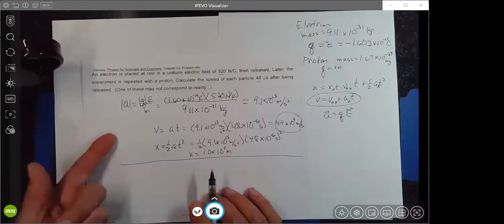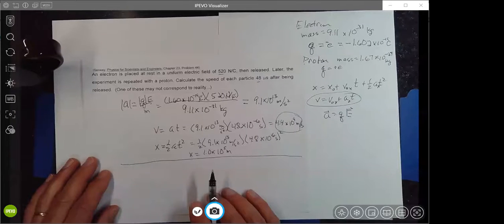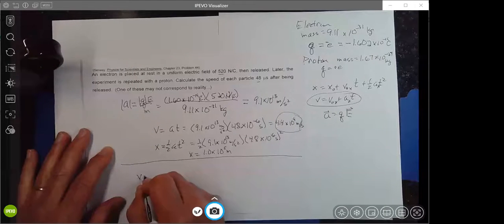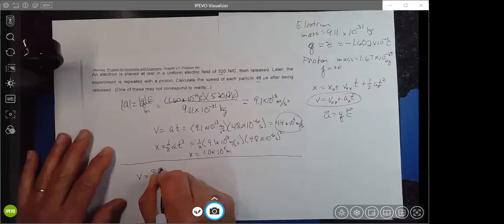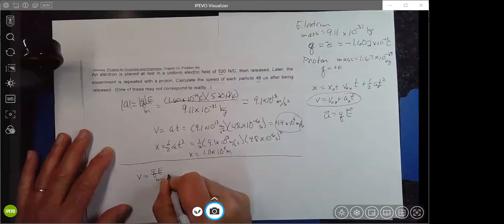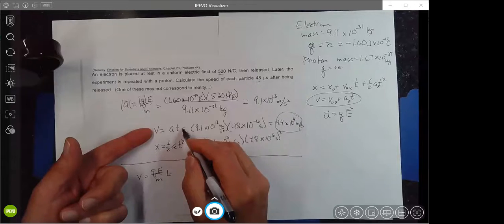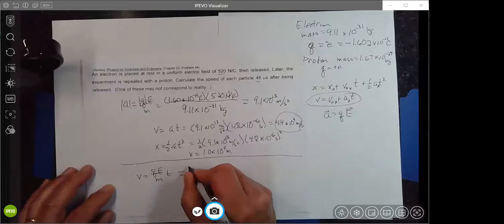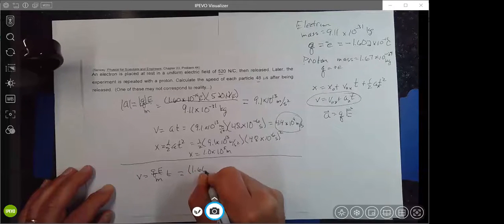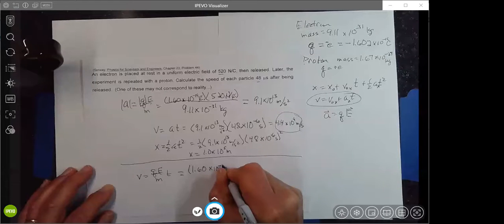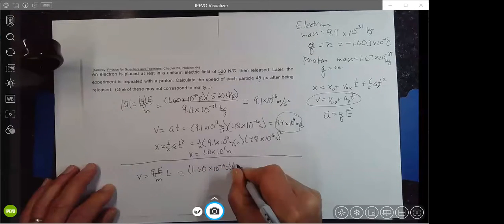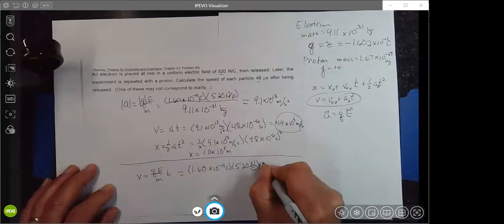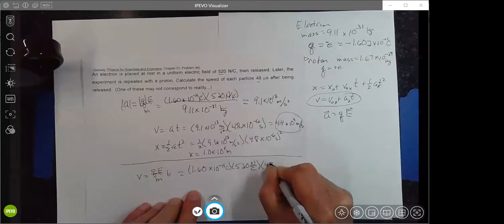All right, well, let's do the same thing for the proton. And actually, all I'm going to do is just go V equals QE over M times T, V equals AT. So I'm just going to redo this calculation with the proton mass in there instead, and I'll have 1.60 times 10 to the minus 19th coulombs times 520 newtons per coulomb times 48 microseconds.